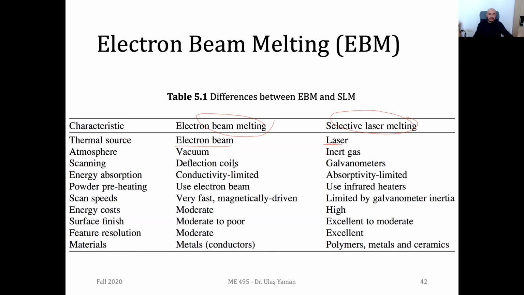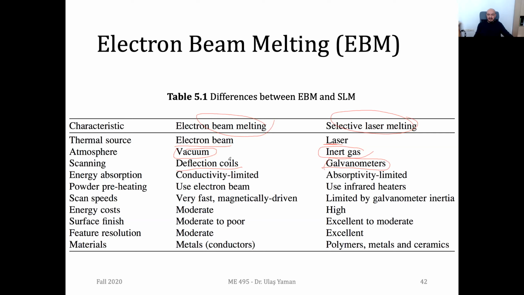Okay, we said that as a thermal source, obviously, EBM systems are using electron beams, and the SLM systems are using lasers. For the atmosphere, we do not want to have any air inside. In order to keep that pressure equal to 0, we need to have a vacuum environment. But for SLM, we may use some inert gases like nitrogen or helium, but mostly they prefer to use nitrogen. And for scanning, regarding the lasers, we may use galvanometers, such as mirrors, but on the electron beam side, we need to use some coils.